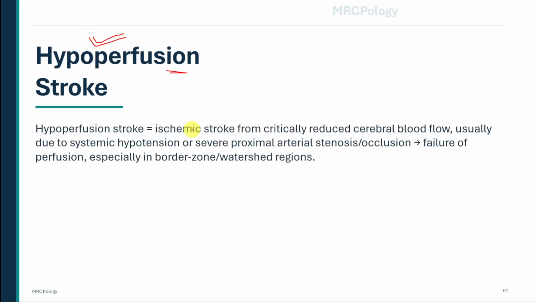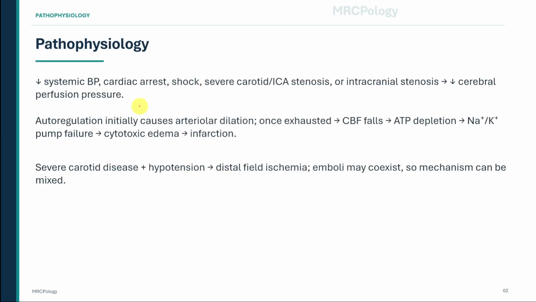Hypoperfusion stroke means ischemic stroke caused by critically reduced cerebral blood flow. The key idea is not simply a blocked small artery, but failure of perfusion. This usually happens because of systemic hypotension, shock, cardiac arrest, or severe proximal arterial stenosis, especially severe carotid, internal carotid artery, or intracranial stenosis. To understand this topic, think in 4 boxes: the trigger, the vulnerable area, the clinical pattern, and the management principle. First, the trigger.